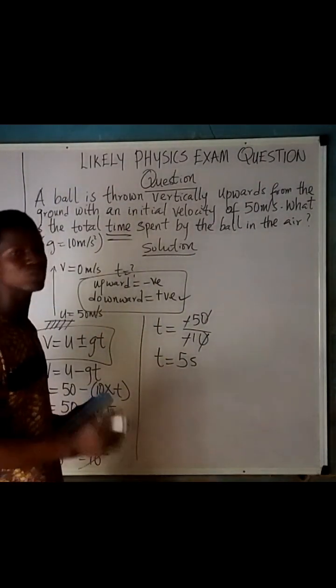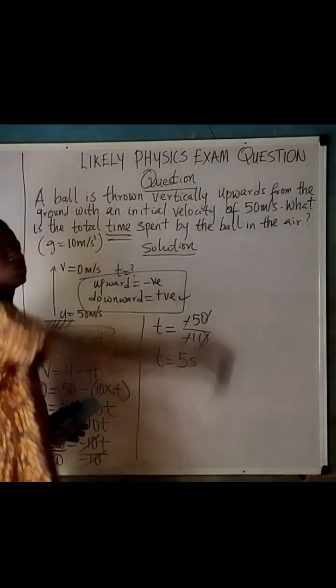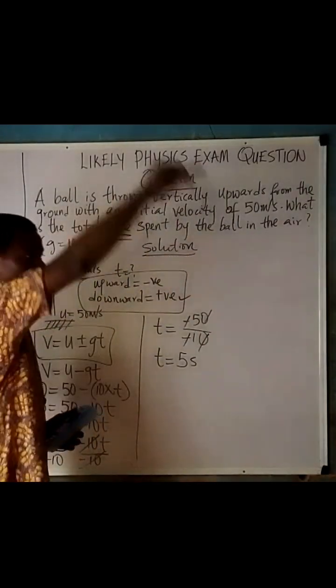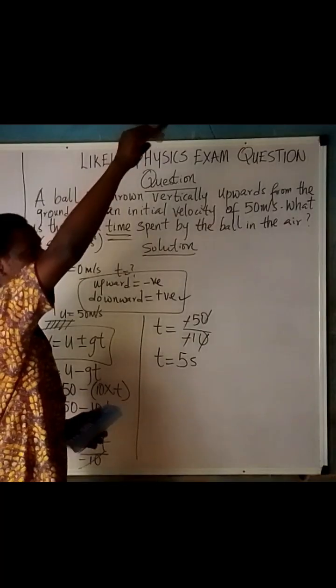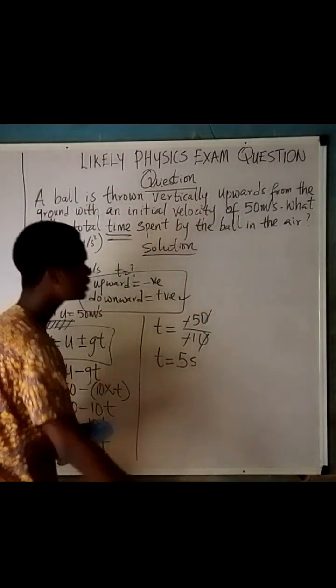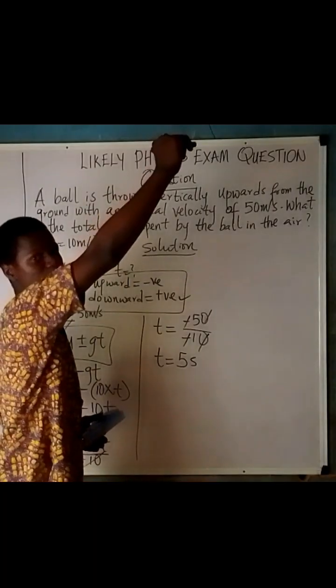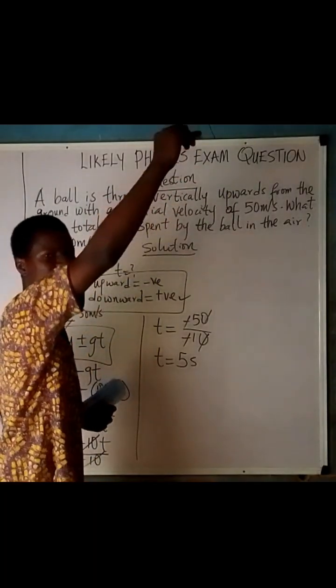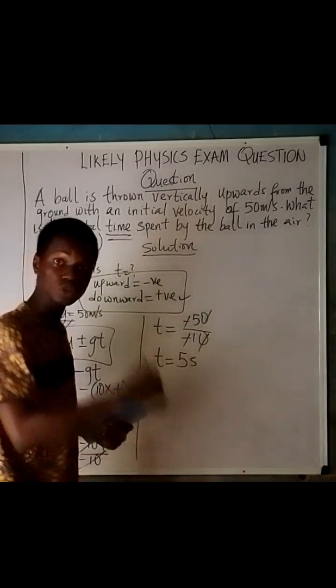But remember, the question did not say find the time taken to reach the maximum height. That was not the question. The question was the total time the ball will spend in air. So the time it takes to go to the maximum height and the time it takes from the maximum height to fall to the ground. If the time it takes to get to the maximum height is 5, if we think intuitively, what will be the time it will take to drop to the ground?